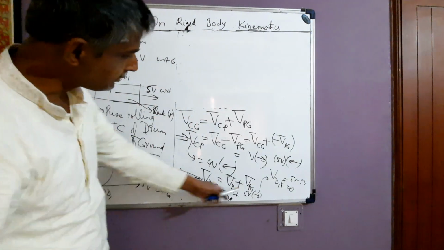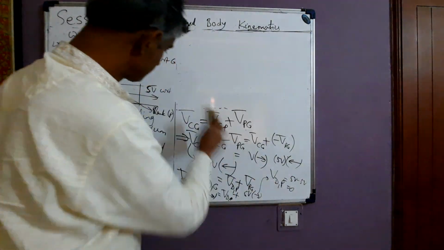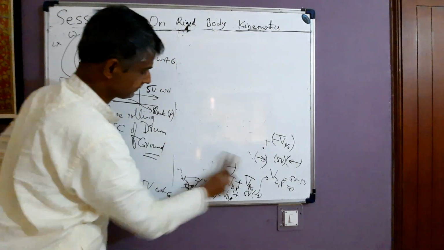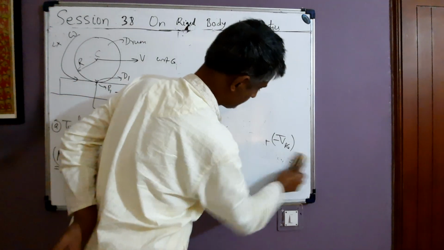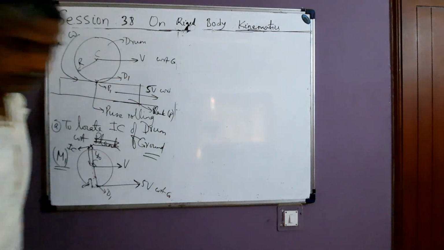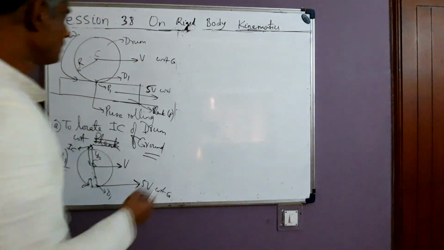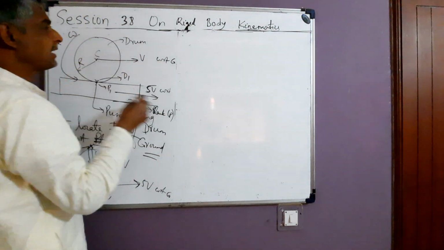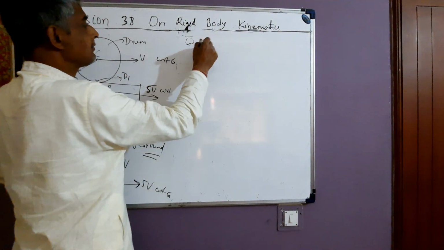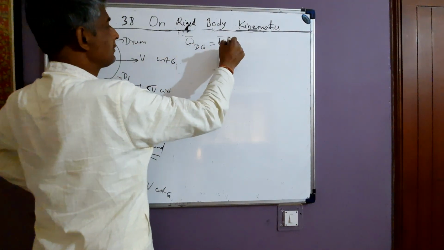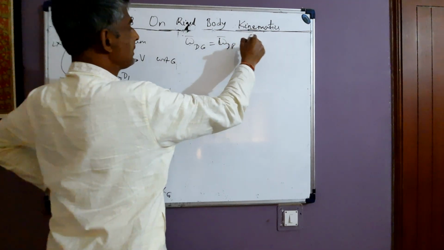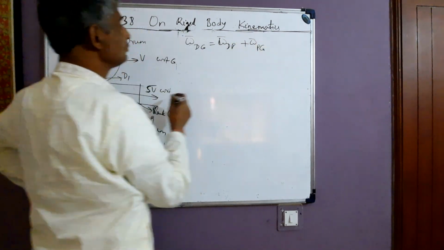But from this formula itself we have obtained the answer. And one more thing, omega of drum with respect to Planck: how do we get it? Omega of drum with respect to ground is equal to omega of drum with respect to Planck plus omega of Planck with respect to ground.